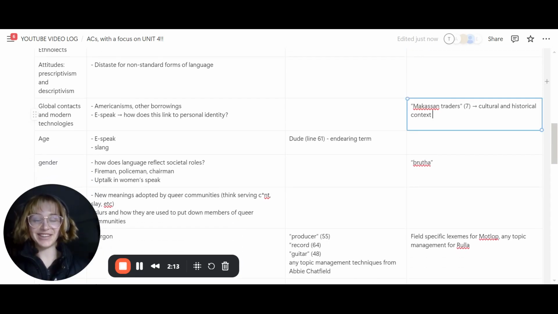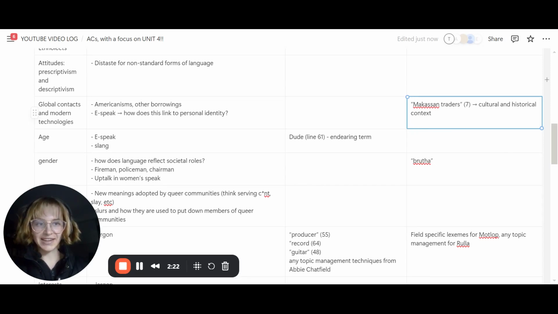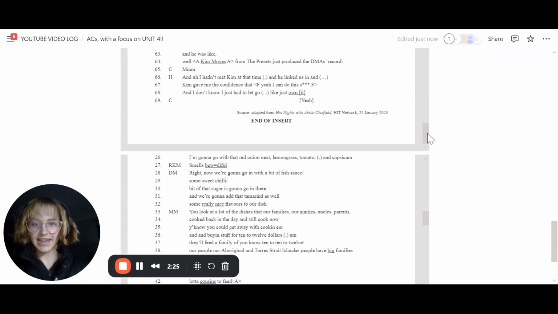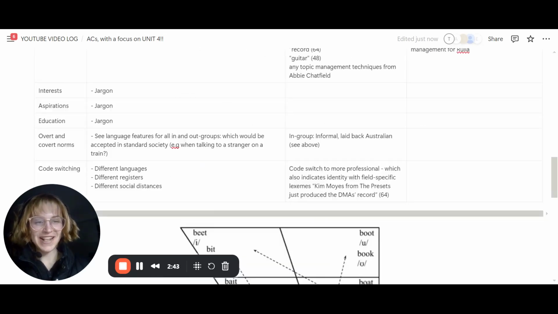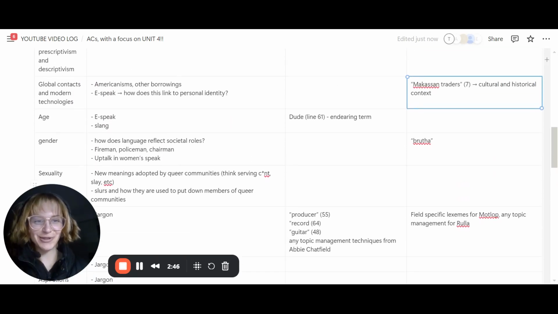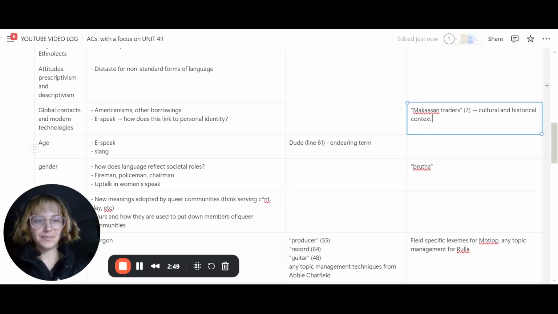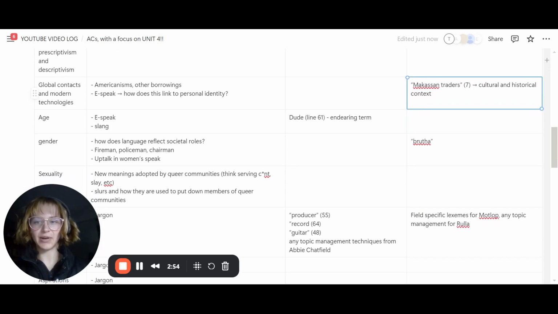Global context. So this one's actually really interesting. Usually when you think about this, you think about global contact and globalization in the 21st century and the 20th century. They talk about Macassan traders, and they've actually given you the context saying that the traders are people from Sulawesi who collected and processed trepang, sea cucumber, from the coast of northern Australia around the middle of the 1700s. So if you don't know, that's in Indonesia, which is so fascinating. It's from so long ago, but technically, that is global contact. So super interesting, but a little bit hard to analyze. Maybe in terms of cultural and historical context is how I'd approach that.